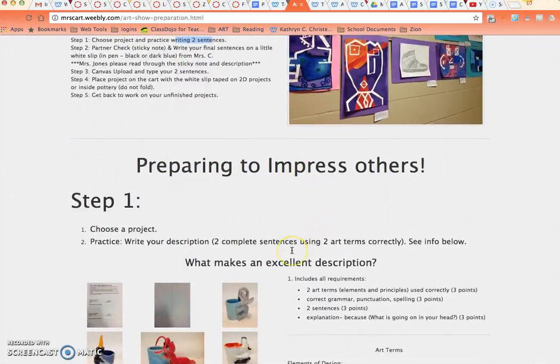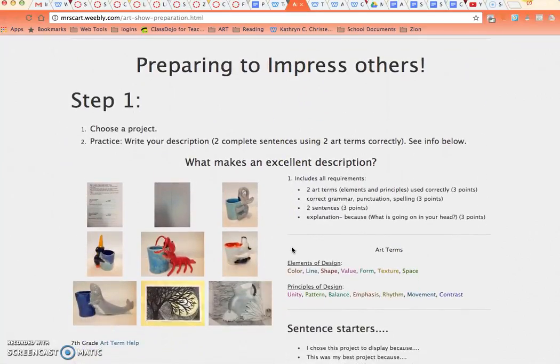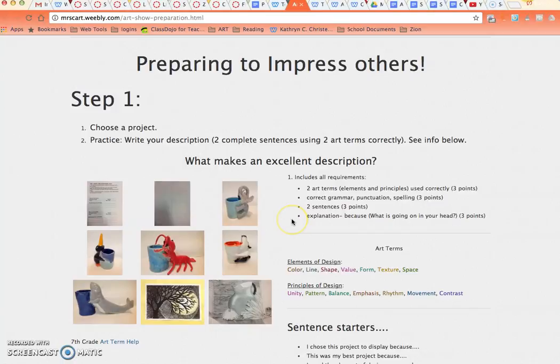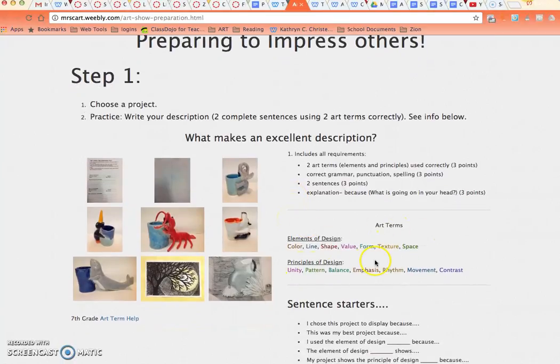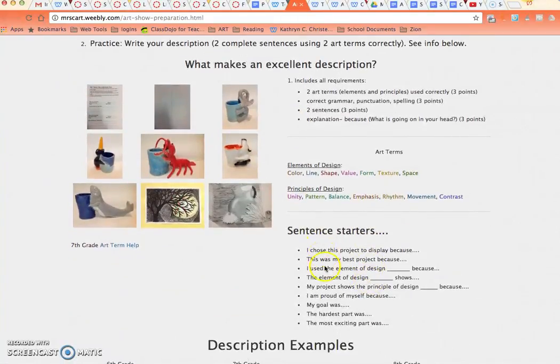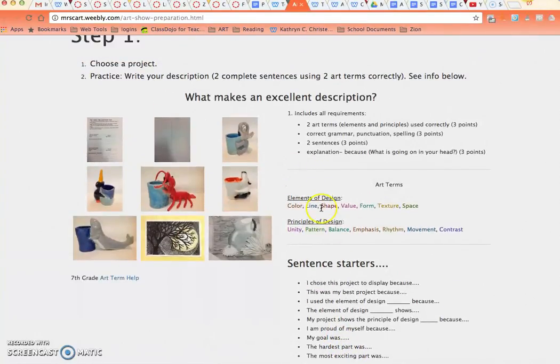And then down here it says preparing to impress others. So you're choosing a project, and you're writing 2 description sentences using 2 art terms correctly, and these are the requirements: 2 art terms, correct grammar, punctuation, spelling, 2 sentences, and an explanation with a why or a because. What is going on in your head? I will explain that in just a second. Again, here are the art terms, and here are some sentence starters that will help you determine how to write those actual sentences.